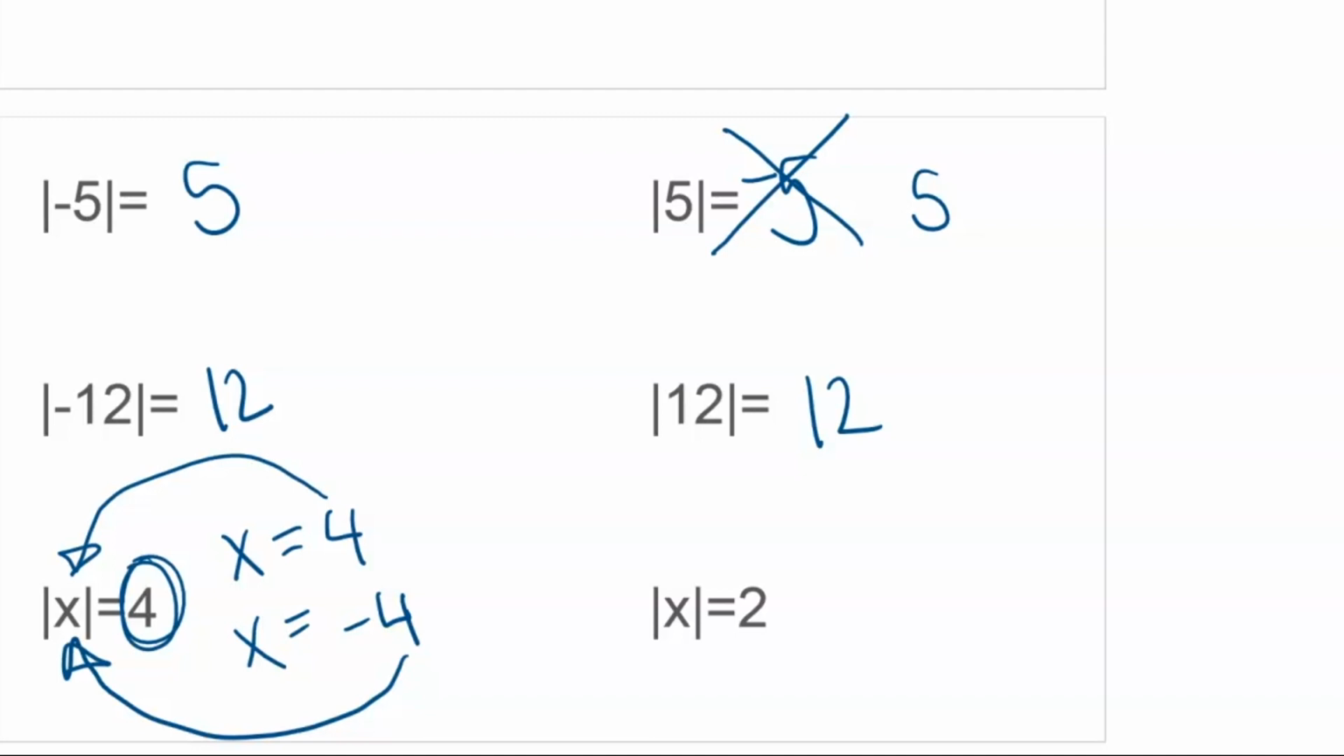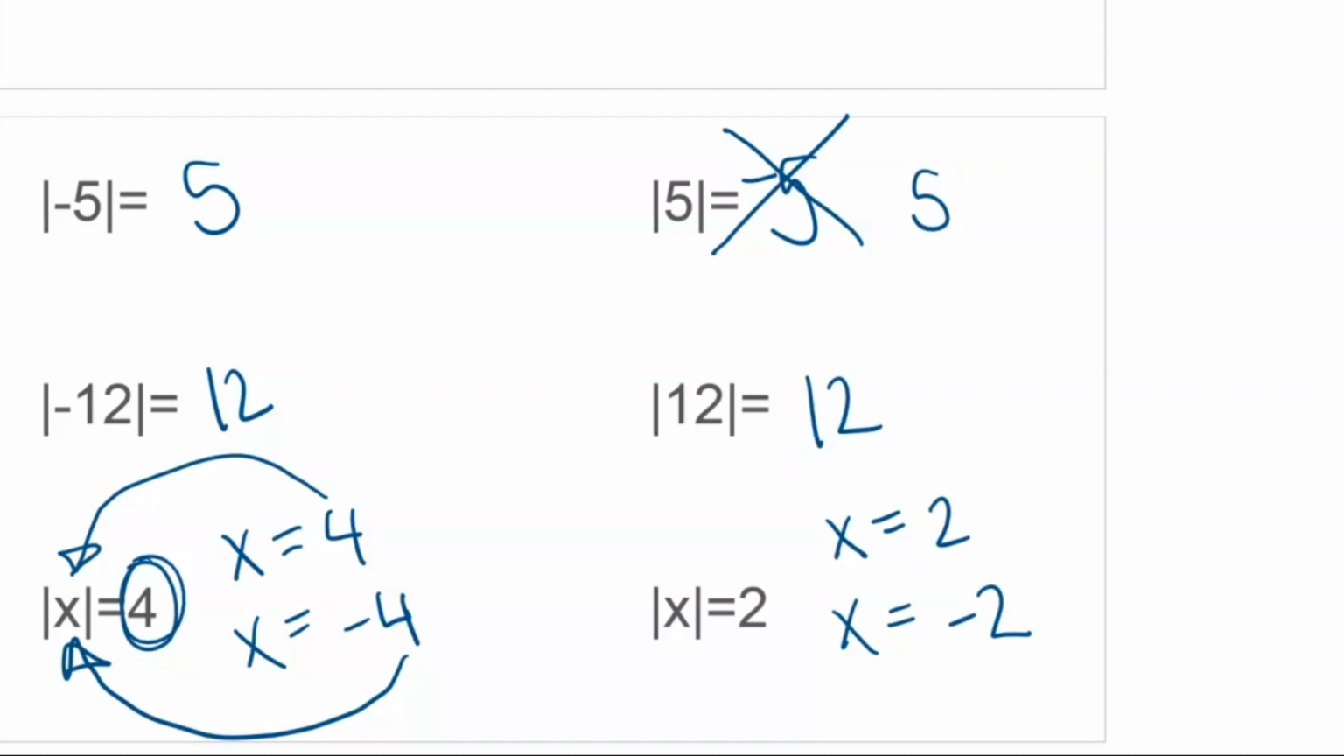And then same idea with this one, the absolute value of x equals 2. That means x could equal a +2, or x could equal a -2. Because again, either way, if I plugged in a 2 or a -2 for x, those would both come out to equal 2.